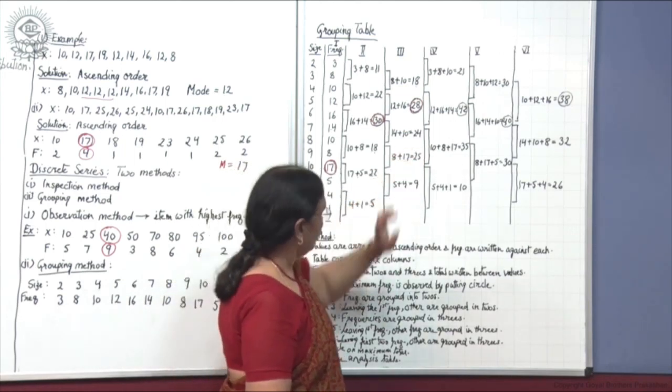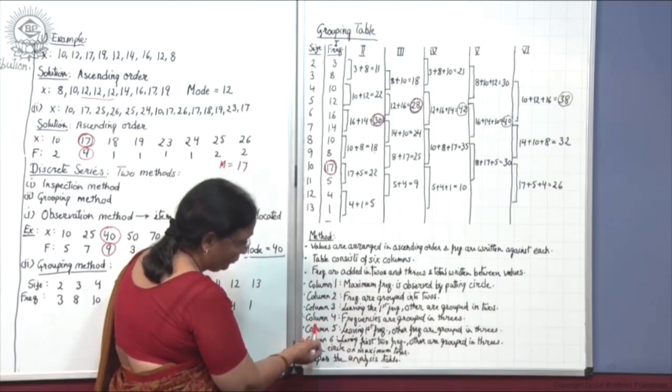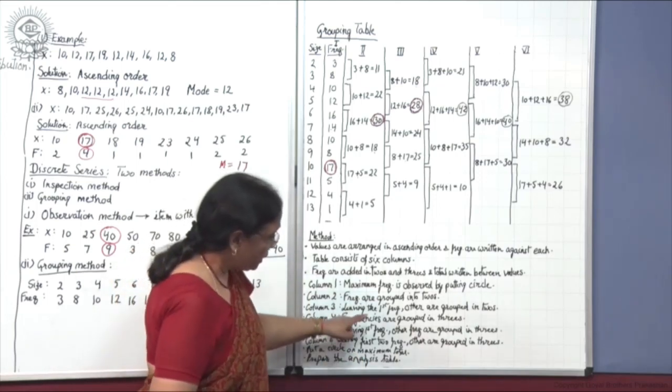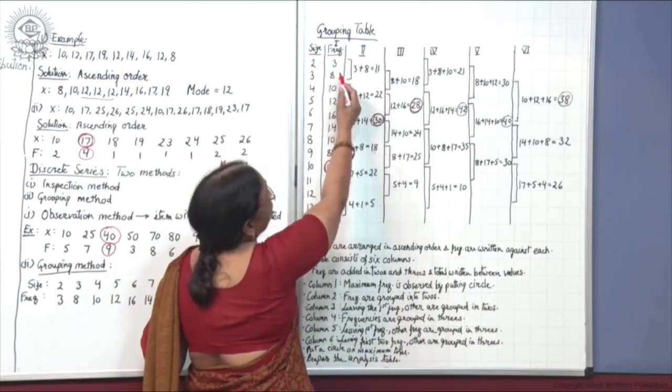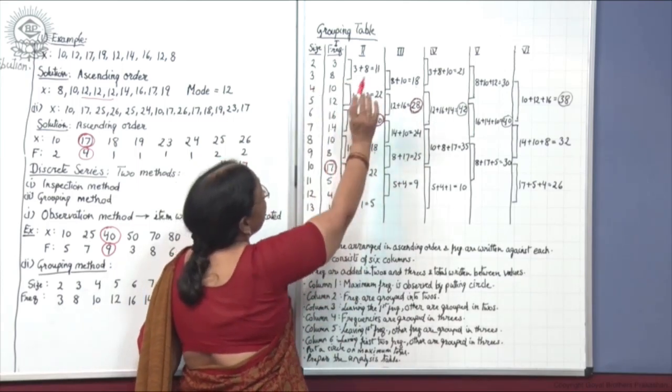Now we come to the fourth column. See what it says here. Column 4, frequencies are grouped in 3s. Now in column 4, you have to group the frequencies in 3s. You don't have to leave anyone here.